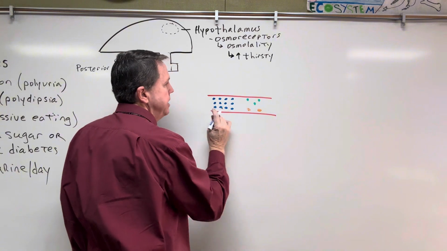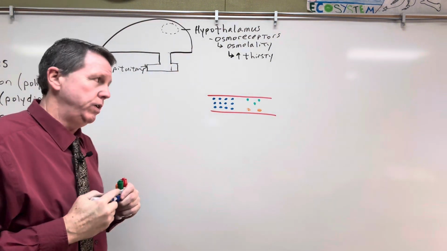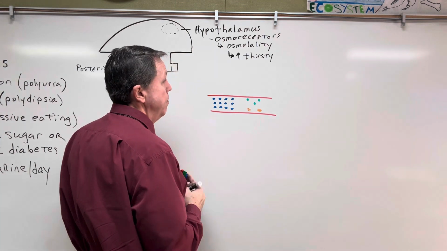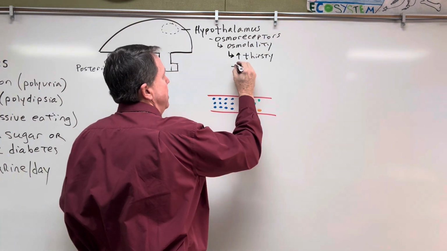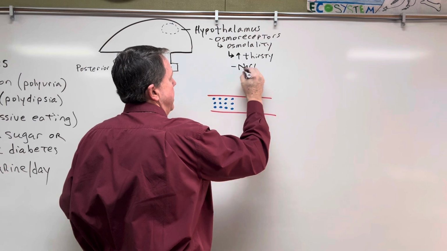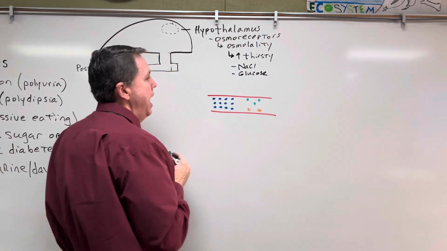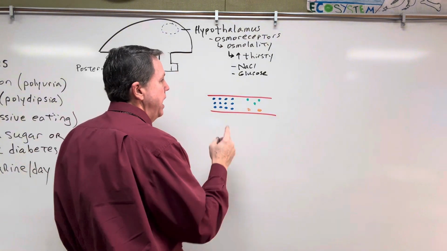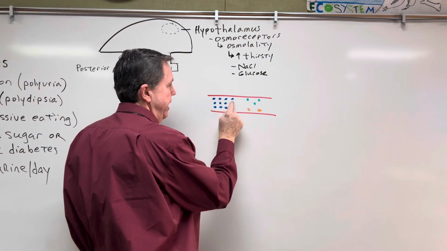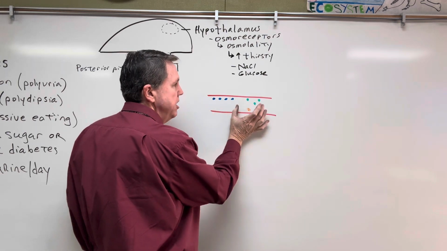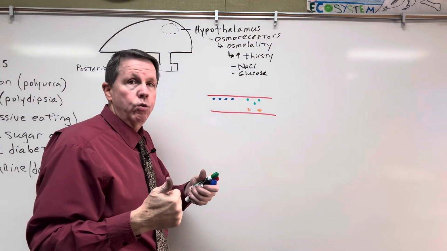Let's say this is the relationship between these two, and this is normal. So once again, the most common particles are going to be sodium chloride and glucose. Then what's going to happen is as you become dehydrated, you're going to have fewer water molecules, so the concentration of particles increases.